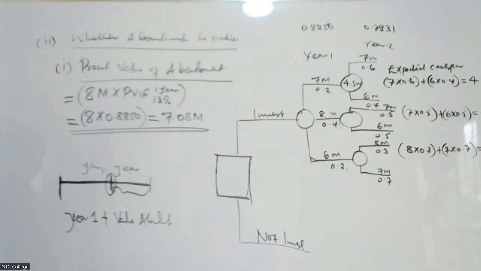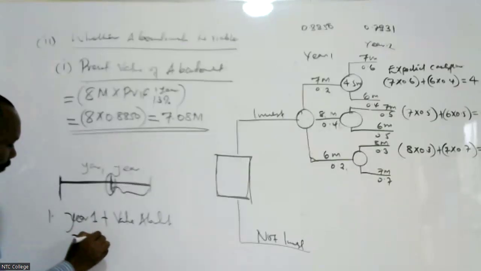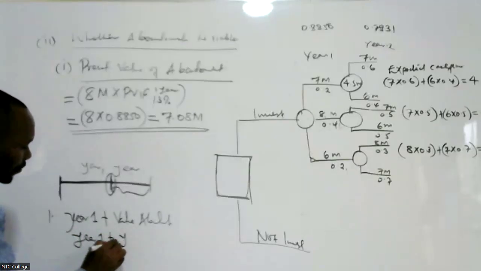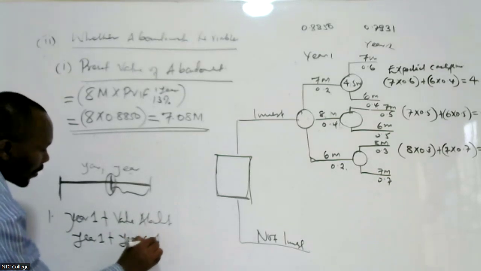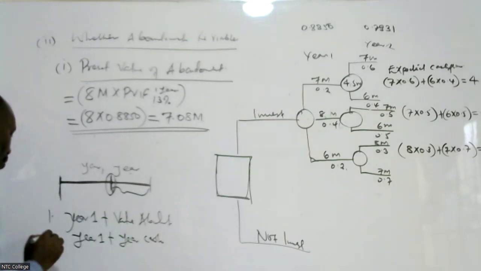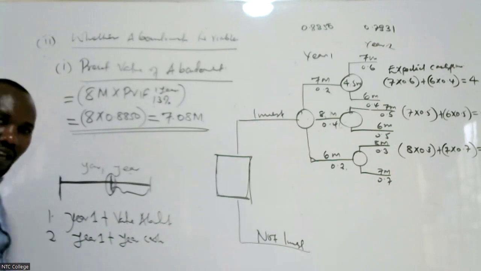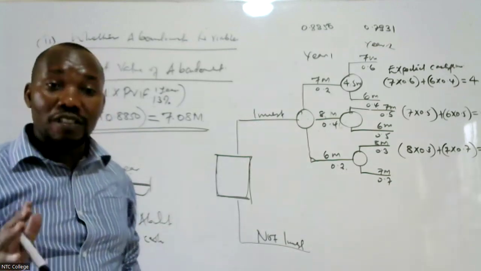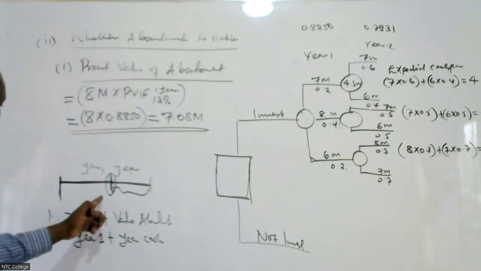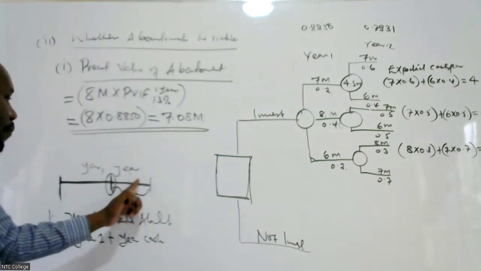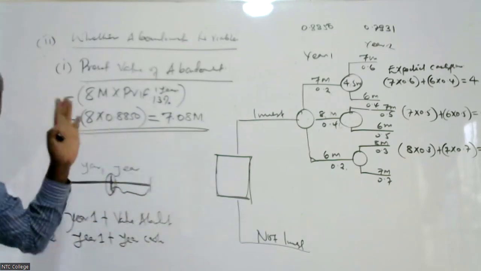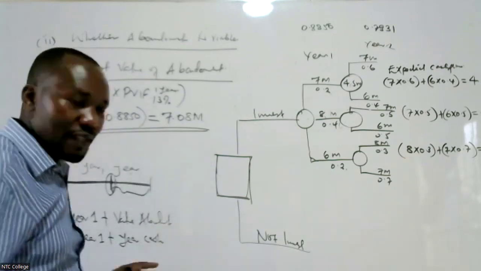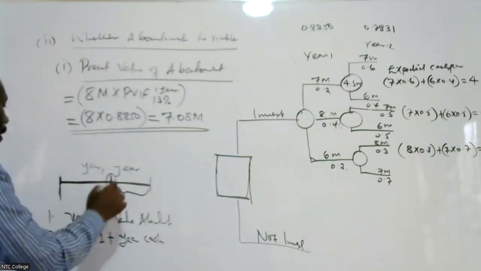That is one. Alternatively, we can proceed from year one cash flow plus year two cash flow. So it means that we are not abandoning in this option number two. So when they tell you that the management were undecided on whether to abandon or not, there are two options. They can abandon after year one, or they proceed without abandoning, without leaving the business. If they leave the business, they can sell.